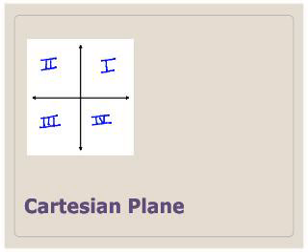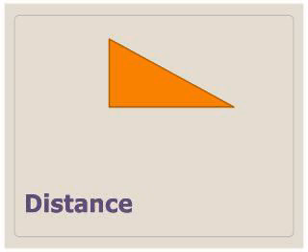Back years ago, a French mathematician by the name of René Descartes discovered this, and that's why it's called the Cartesian plane. Another terminology for it is the rectangular coordinate system. But it really is important because it allows us to visualize relationships between two variables. And that helps us a lot when we're looking at graphical representations of things, to see how they relate to each other. Okay? So one of the ways that we use it is in finding the distance between two points.